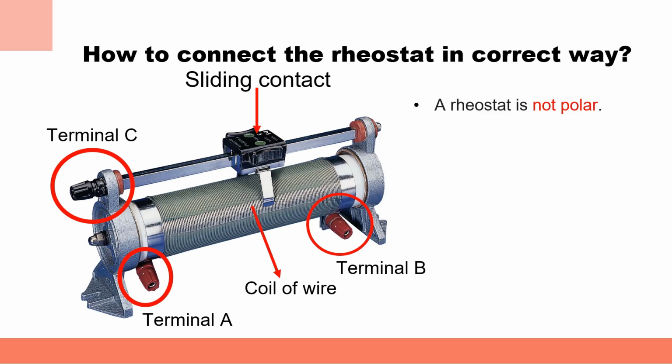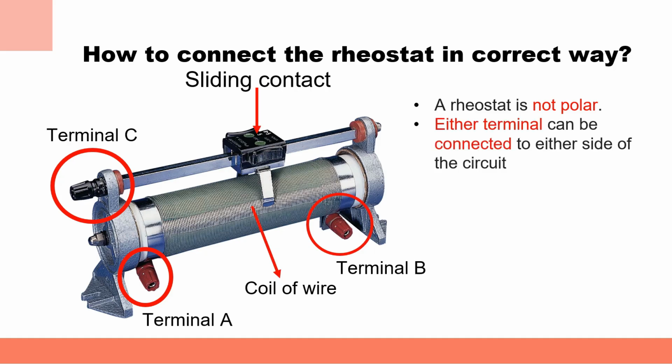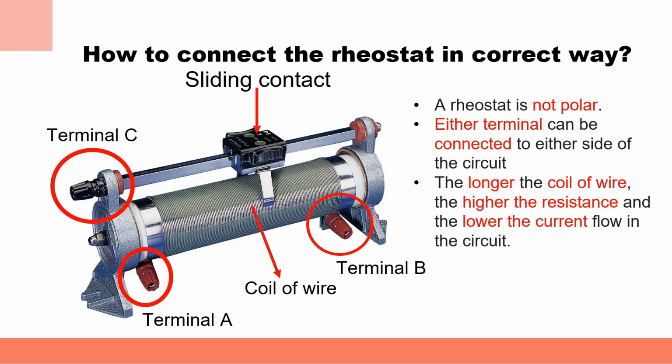A rheostat is actually a variable resistance, which is non-polar. Either terminal can be connected to either side of the circuit. So that means the 3 terminals in the rheostat are not considered positive or negative. In theory, we know that the longer the coil wire, the higher the resistance will be, and the lower the current will be produced in the circuit.